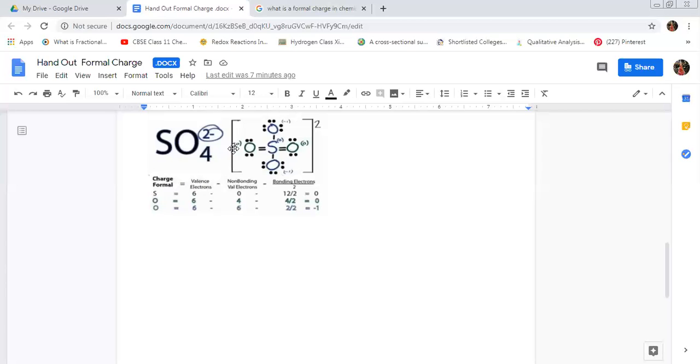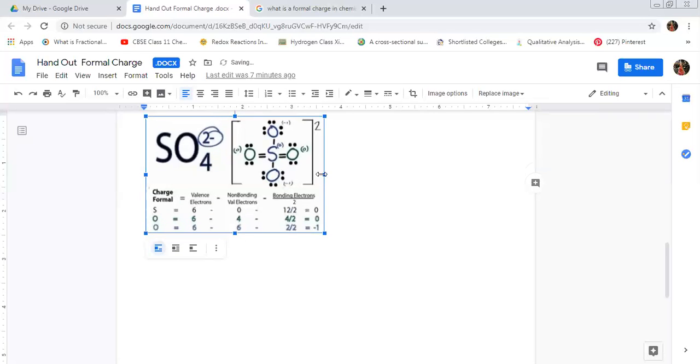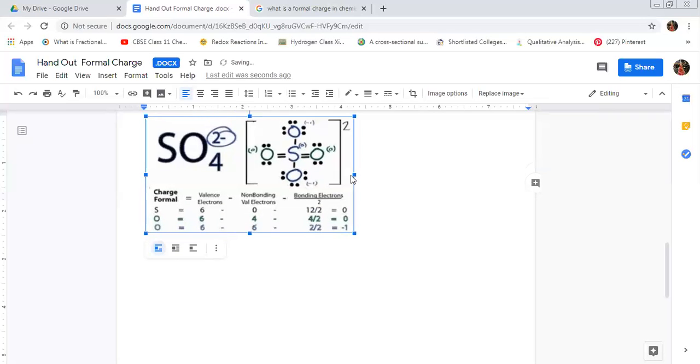We calculate for S first, since it is the central atom. I'll just enlarge the picture so that it is more clear to you. How can you calculate for sulfur? The number of valence electrons for sulfur is 6. Non-bonding electrons: we cannot see any lone pair or any electron on sulfur, so I've written 0.